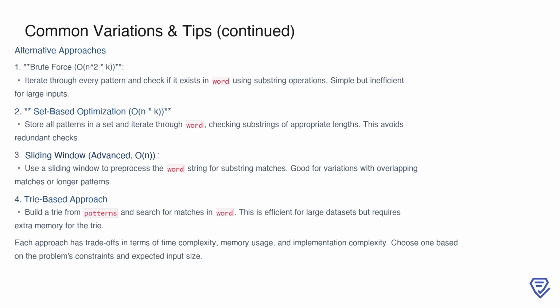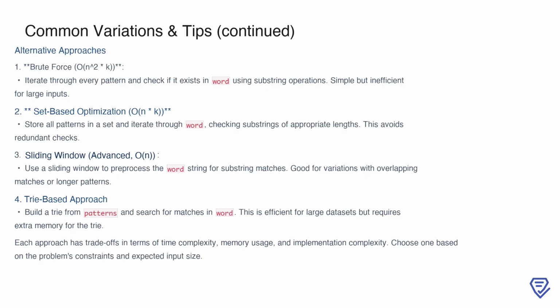To solve this problem, there are multiple approaches you can consider, each with its own trade-offs. The brute force method is the simplest. It involves iterating through each pattern and manually checking if it exists in the word. However, this approach has a time complexity of n squared * k, which makes it inefficient for larger inputs. A better alternative is a set-based optimization, where you store all patterns in a set and iterate through the word, checking substrings of relevant lengths. This reduces redundant checks and improves efficiency to n * k. For problems with overlapping matches or longer patterns, a sliding window technique can be used, which pre-processes the word string for substring matches and achieves a time complexity of n.